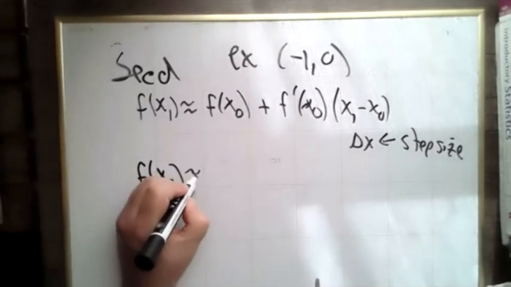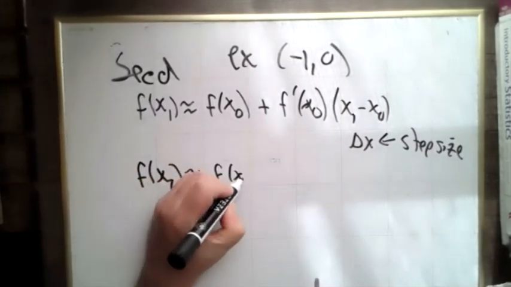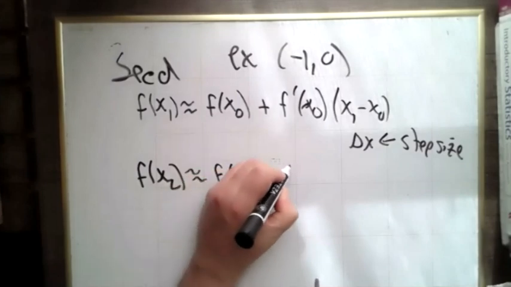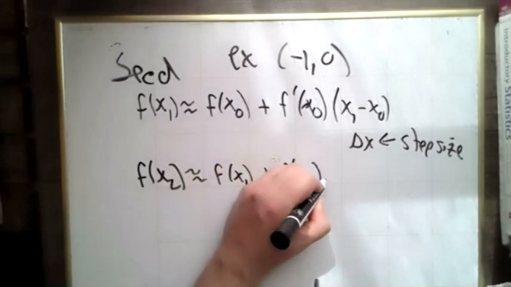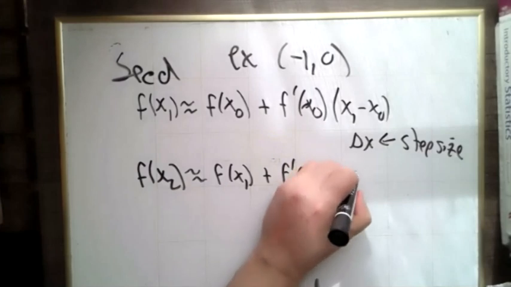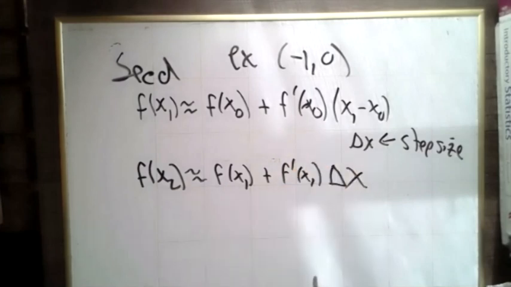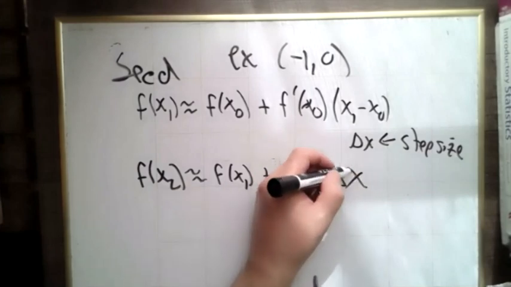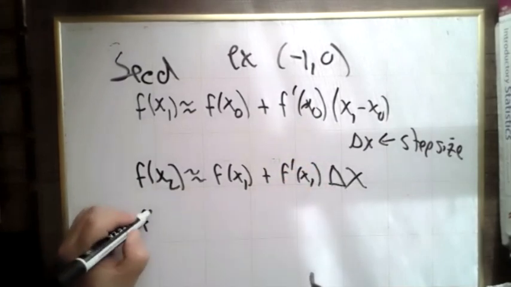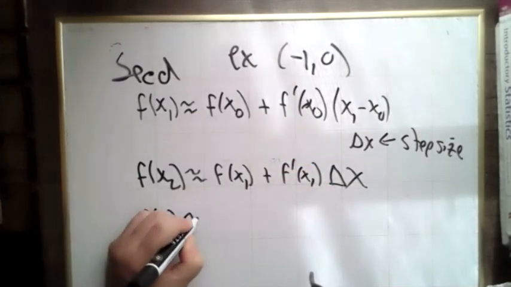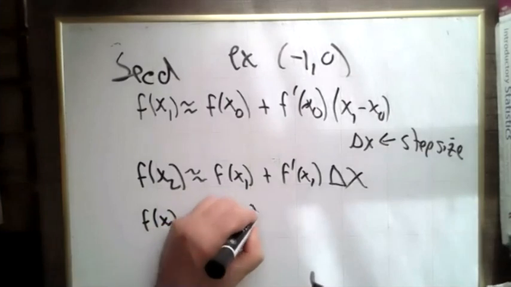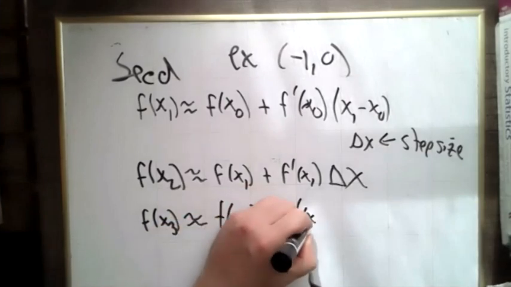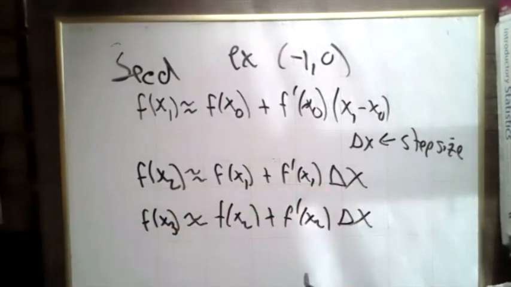f of x2 should be approximately the last y value plus the derivative at the last y value times my change in x. Change in x, we should just keep constant, so I don't have to keep writing that. That should just be the same for each one. And we just keep going. Approximately f at x2 plus the derivative at that last point times that step size. And we could go on as long as we want. And this will build us a bunch of points that we can then plot together.